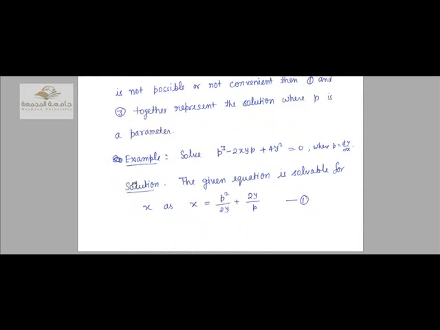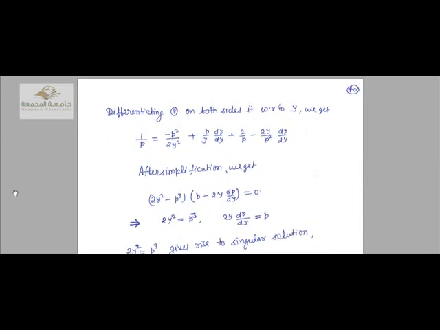Now we are going to solve an example, which is p³ − 2xyp + 4y² = 0, where p = dy/dx. The given equation is solvable for x as x = p²/(2y) + 2y/p, equation number 1. Differentiating 1 on both sides with respect to y, we get 1/p = −(p²/(2y²)) + (p/y) dp/dy + (p/2 − 2y/p²) dp/dy.